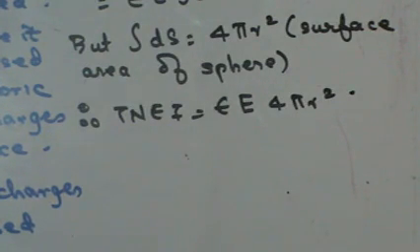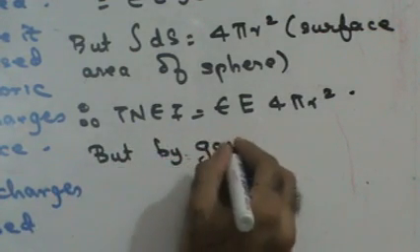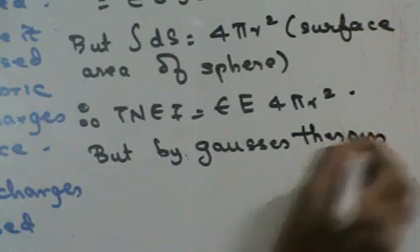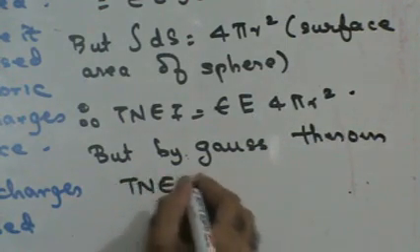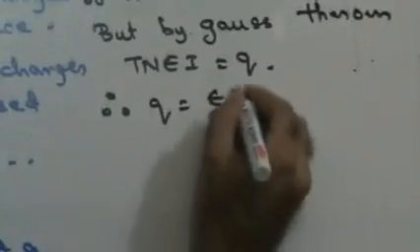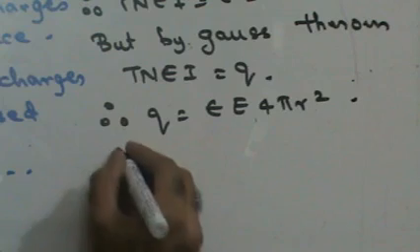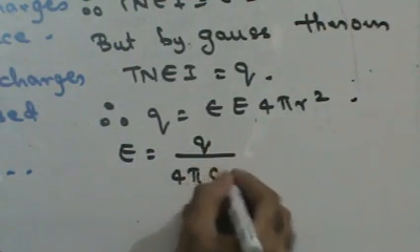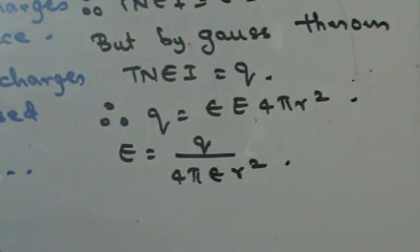But by Gauss's theorem, the total normal electric induction is equal to the charge. Therefore, Q is epsilon E 4 pi r square. In which case, E is Q upon 4 pi epsilon r square. That will be the electric intensity outside a charged sphere. Now, if the charge is situated at the center of the sphere, we will get the same expression for intensity at any point at a distance of r from the sphere.